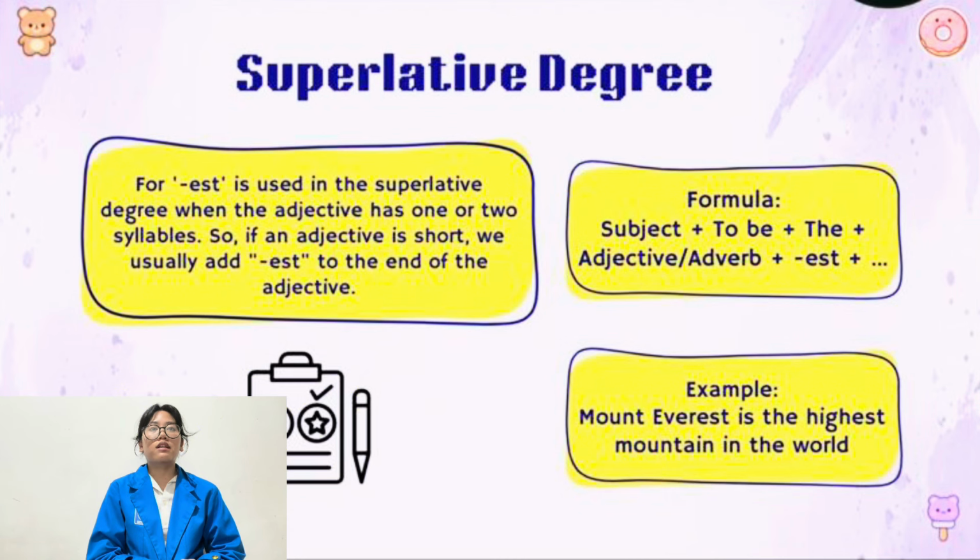Next slide, superlative degree using est. For short adjective, we add est. Formula, subject plus to be plus the adjective plus est. For example, Mount Everest is the highest mountain in the world. Other example, tallest, fastest, and smallest. This form expresses the highest level among three or more things.